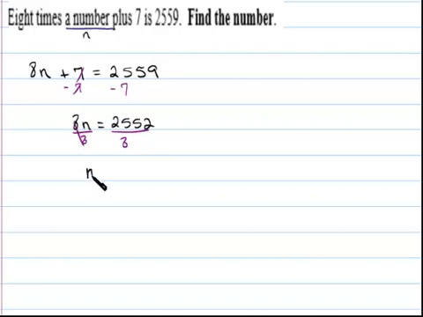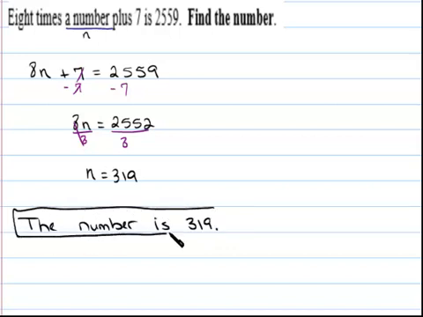So divide by 8, n is 319. Typically in a problem like this, it's not enough to say n is 319. You normally want to say the number is 319. It's just the preferred way. I won't count it wrong, but if you have a word problem, you want to answer it in a sentence.